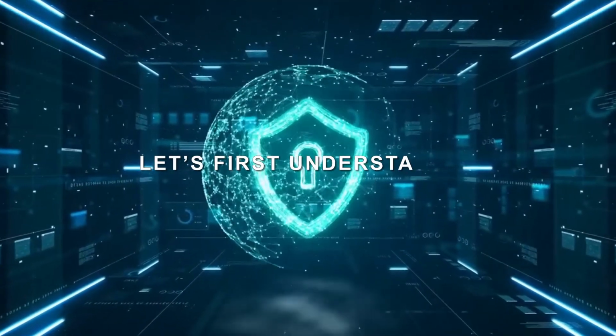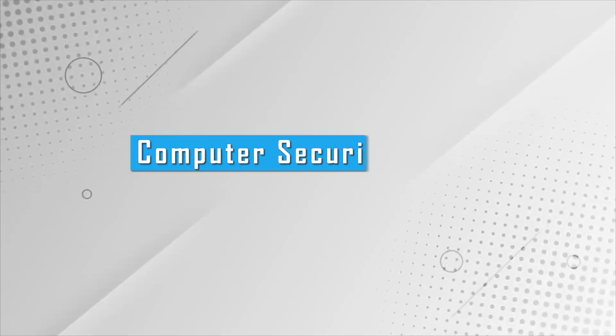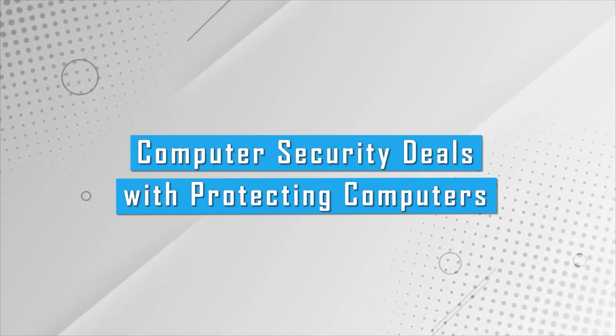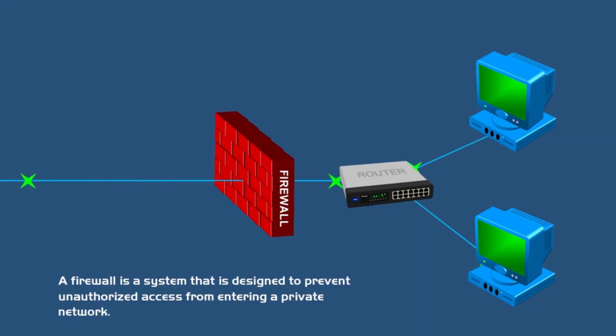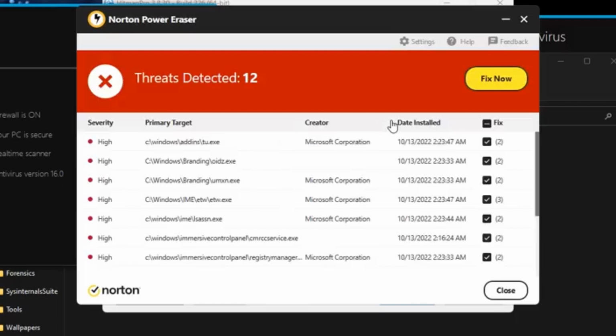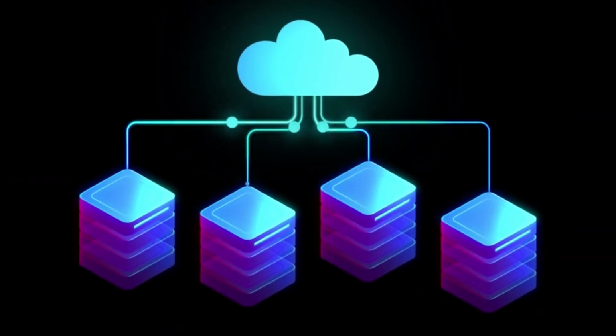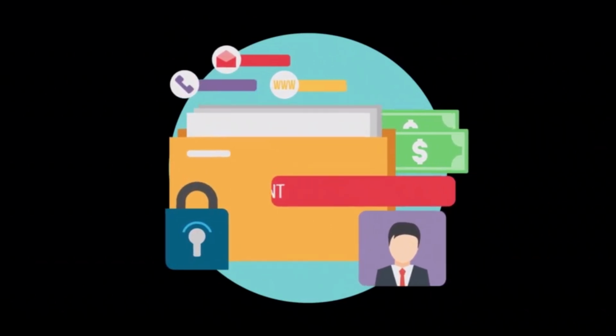Let's first understand what computer security is and why it's important. Computer security deals with protecting computers. Computer security and privacy focus on the steps and measures taken to protect computers and the data stored on them, ensuring that information is not lost, stolen, or misused.